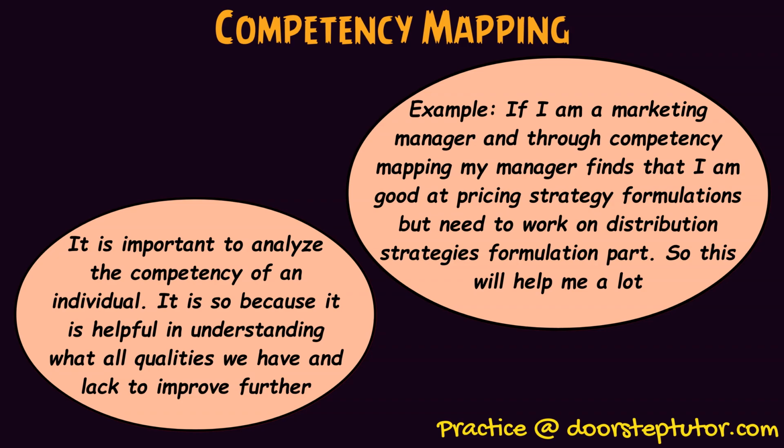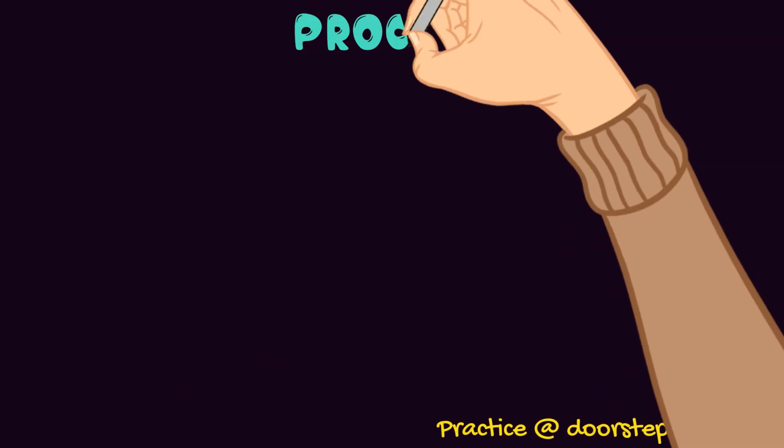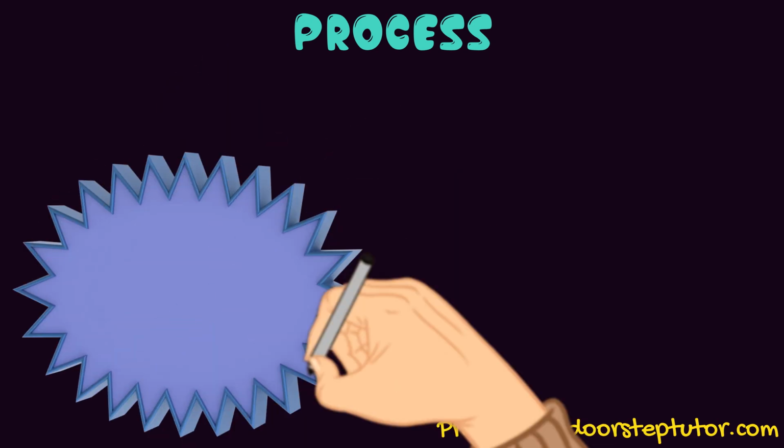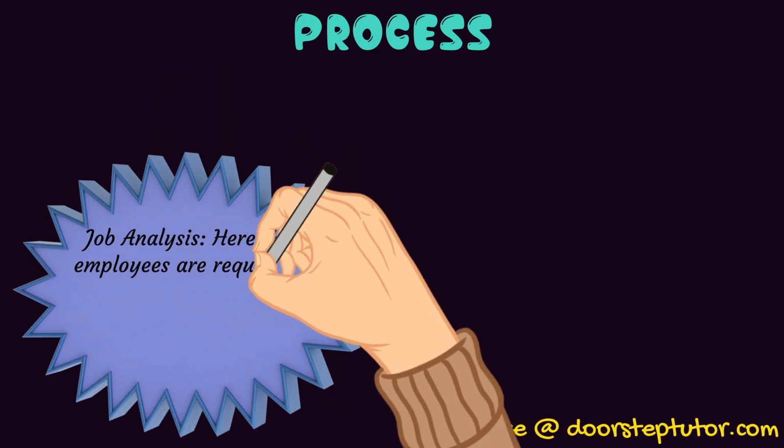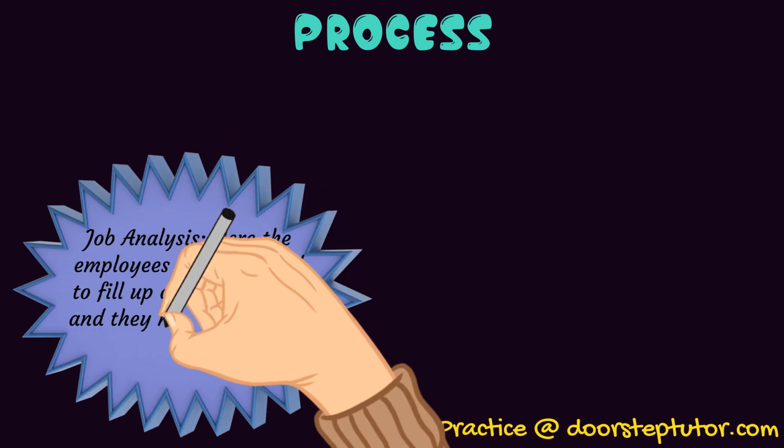We have to match both of them, and if there is any paucity or shortage, then we have to improve it. Okay, now let us discuss the process of competency mapping. The first is job analysis. Here basically the job is analyzed.